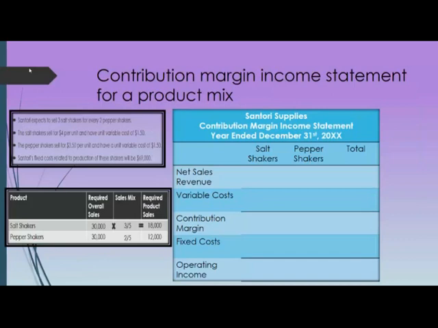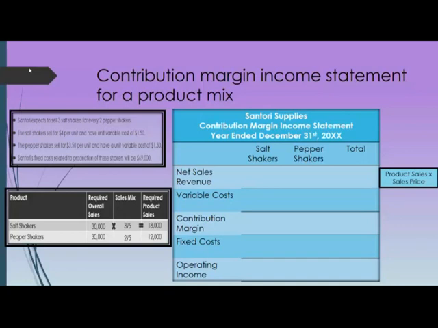So now that we have that information, we can check to make sure that we're correct by making a contribution margin income statement once again, but now we have separate columns for each product line. So for salt shakers, let's figure out our net sales revenue. To find that, we take our required product sales we just figured out and multiply it by that particular model's sales price per unit.